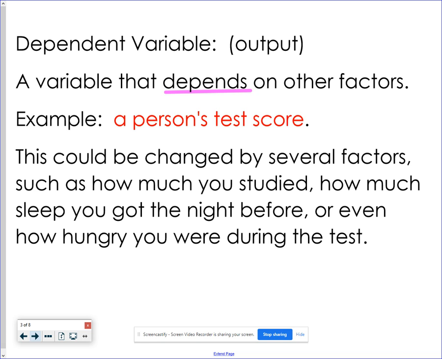So the dependent variable then depends on other stuff that's going on. A person's test score would be an example of this. The test score could be changed by lots of different things. Could be changed by how much you studied, how much sleep you got the night before, how hungry you were during the test, if you're having a bad day, if you got into a fight with your friend. All of those different things could affect your test score. So your test score would be dependent on all that other stuff that's going on.